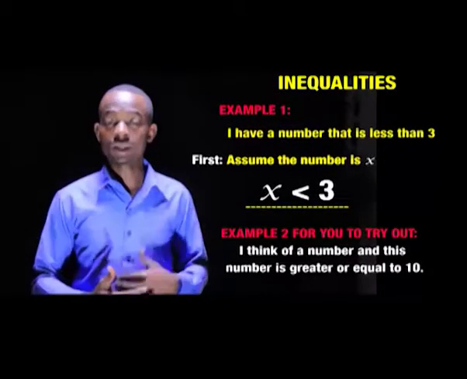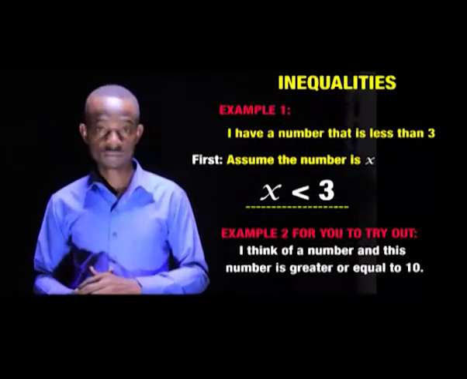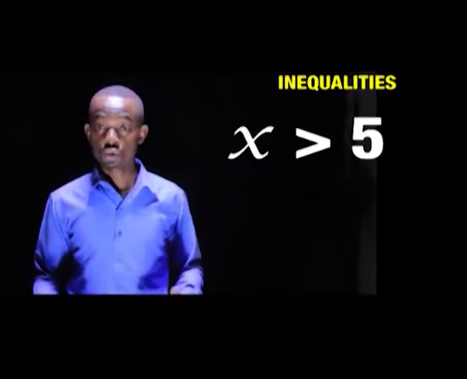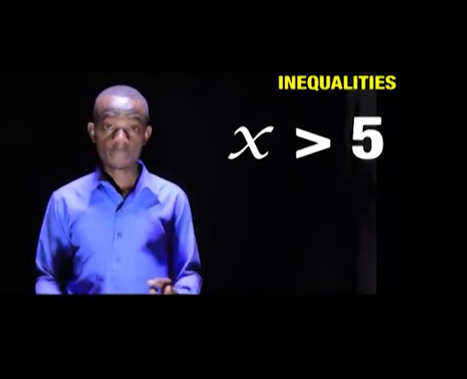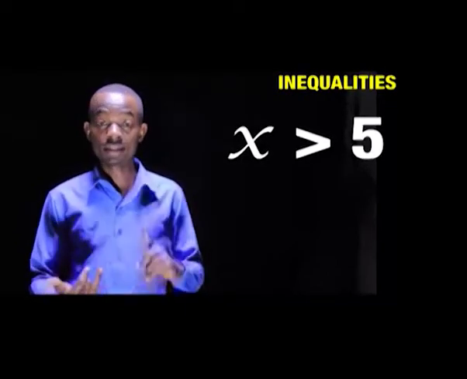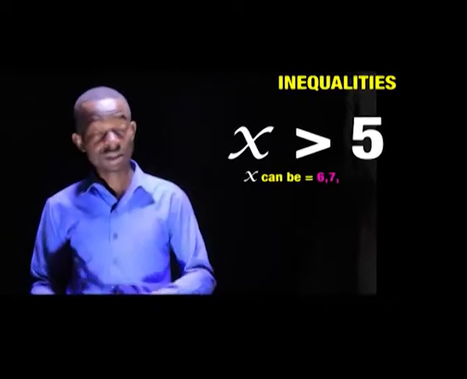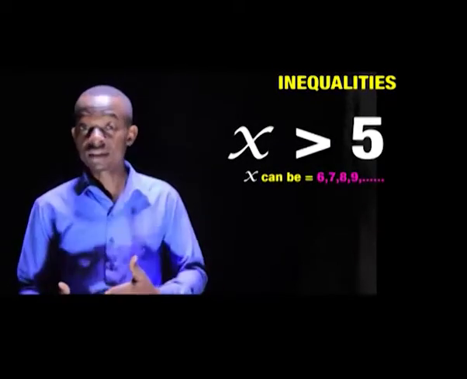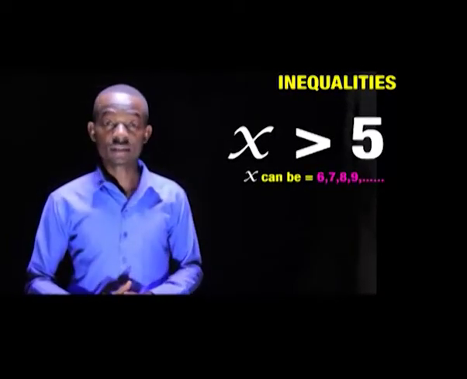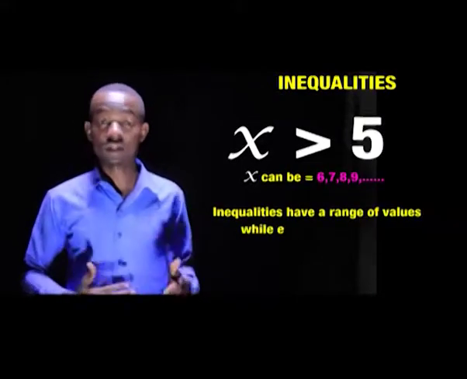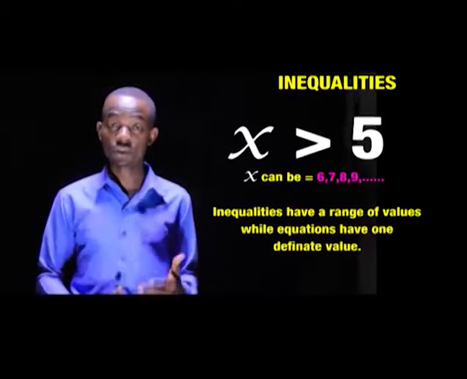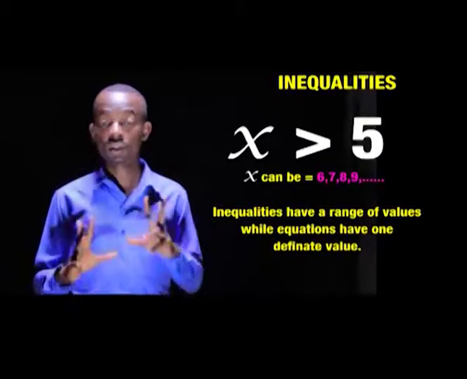For example, if I have my inequality such as x greater than 5, we know that there are very many numbers which are greater than 5. So I cannot have only one answer. My answer can be 6 because 6 is greater than 5. It can be 7 because 7 is greater than 5. It can be 8 because 8 is greater than 5, and so on and so forth. So inequalities have a range of values, whereas equations have only one definite value. That's one difference between inequalities and equations.